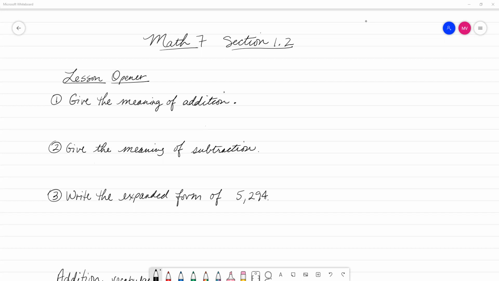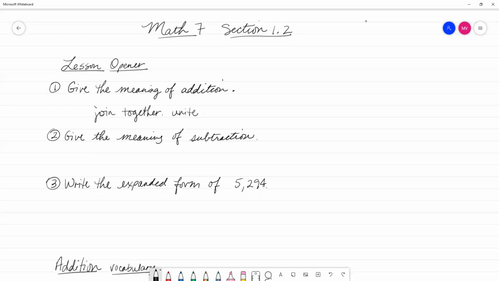First, I would like to do a quick lesson opener just to get our brains thinking in the right direction, and review a little bit of the things we learned in section 1.1, or reviewed rather. So first for our lesson opener, what is the meaning of addition? Think about that: when you add something, you are joining together two or more things, or you are uniting. So this is join together or unite.